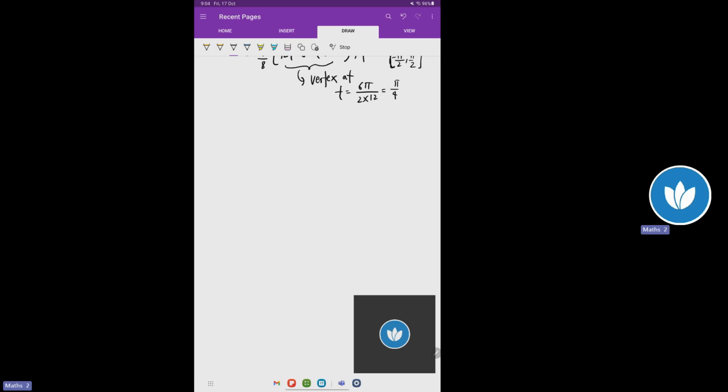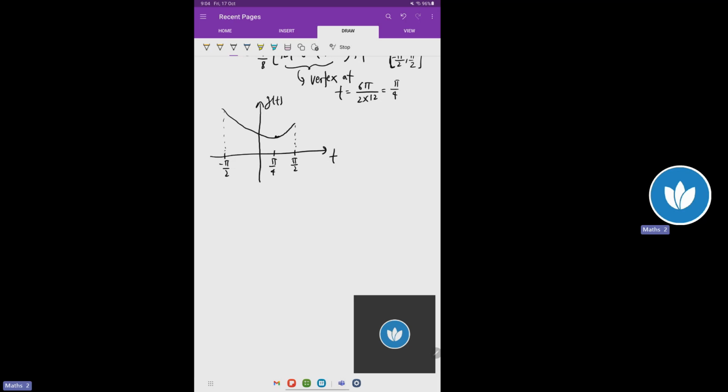Now let's make the graph first. How would g of t look? g of t versus t. Its graph will look like something like this, since its vertex is at pi by 4, where this is minus pi by 2 and this is pi by 2.